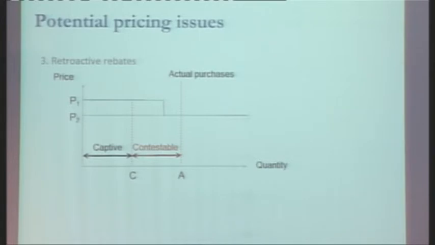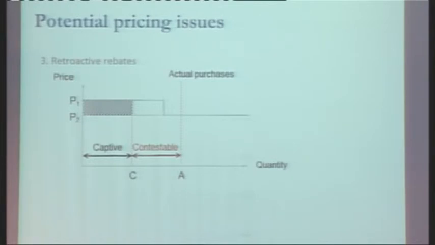And the customer says, well, the problem is if I switch all of my contestable sales to you, then I'm no longer going to hit my volume threshold for my sales from the dominant firm, and therefore I'm going to lose the discount on the captive sales that I continue to buy from the dominant firm. So because I'm not hitting the volume threshold, I'm going to pay the higher price P1 for the sales that I must still take from the dominant firm, and so I'm going to be worse off by this black rectangle if I switch to you.